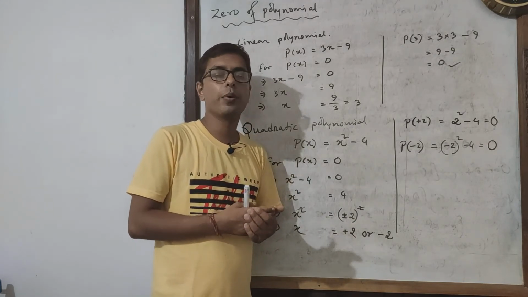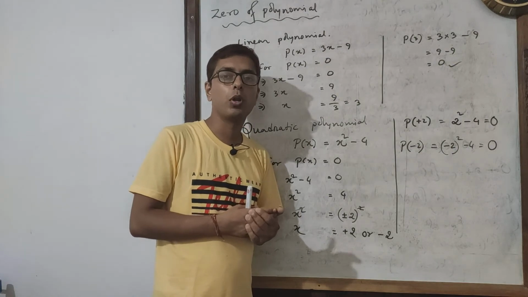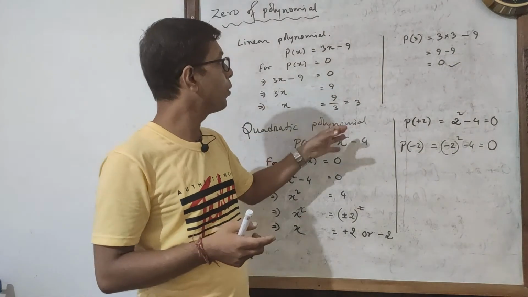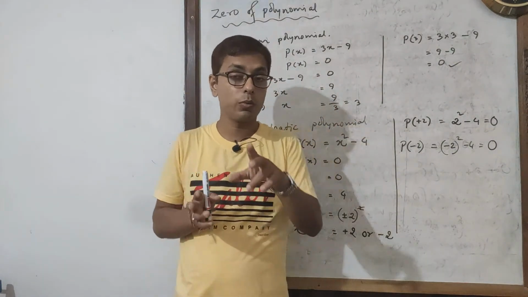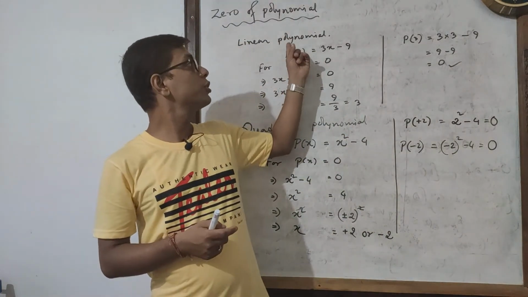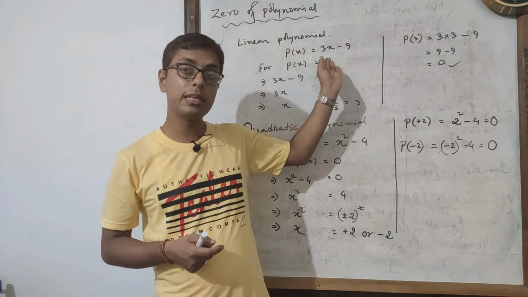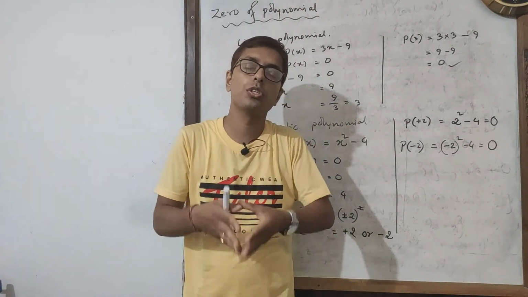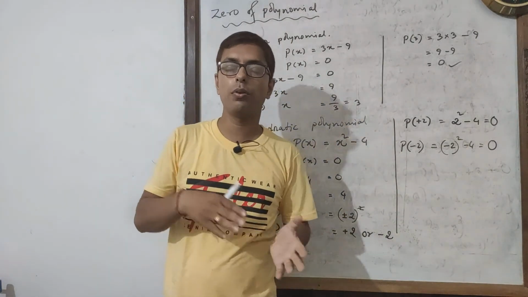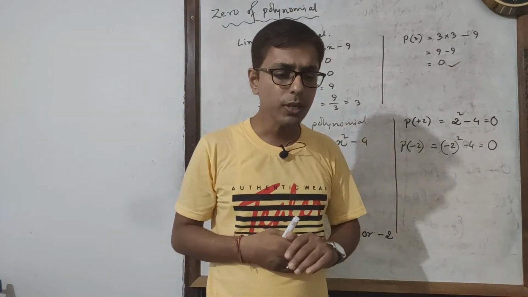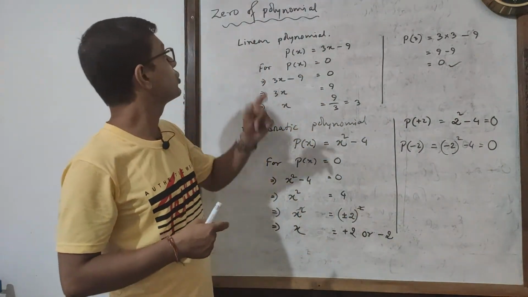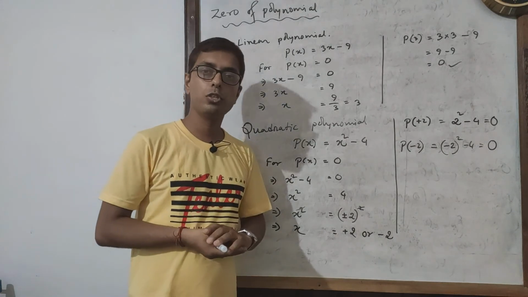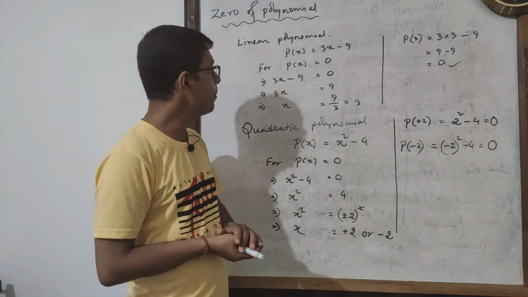Understood? This is how we find the zeros of the polynomial. There is a relation between the zeros of the polynomial and the degree of the polynomial. If the polynomial is linear, there will be 1 zero. If it is quadratic, there will be 2 zeros. Cubic, 3 zeros. Biquadratic, 4 zeros, and so on. I hope you have understood the value of the polynomial and zero of the polynomial in this session.